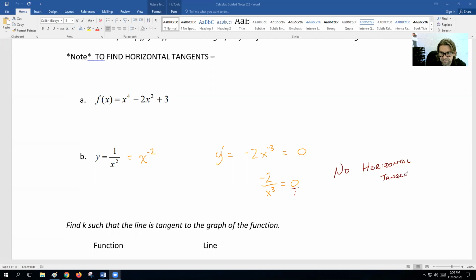And that happens sometimes. So what we're going to do to find horizontal tangents, you take the derivative and set it equal to 0. And let's actually look at Desmos on this problem here.